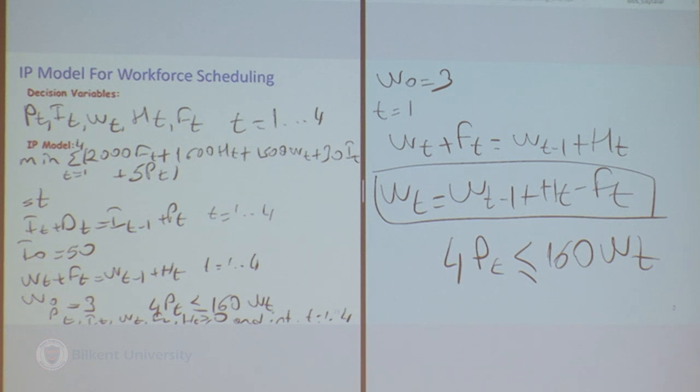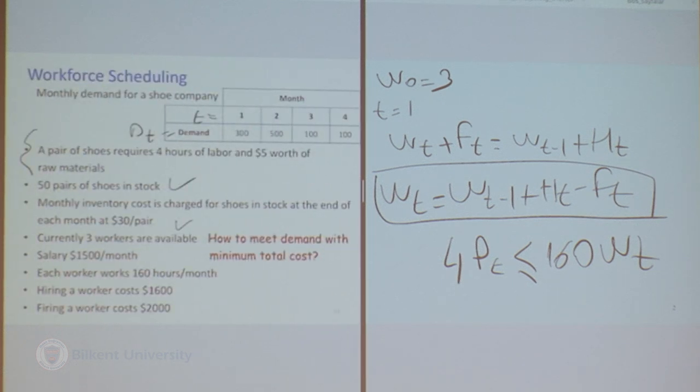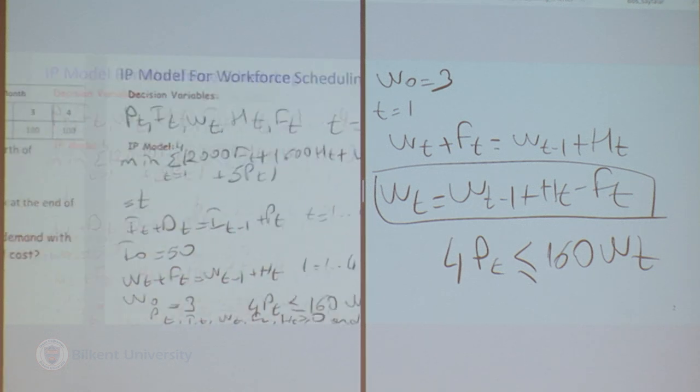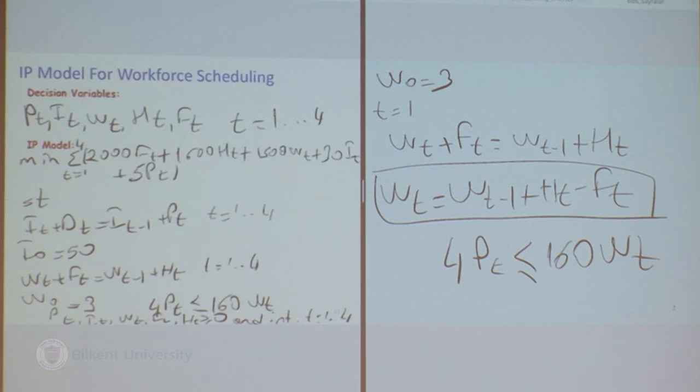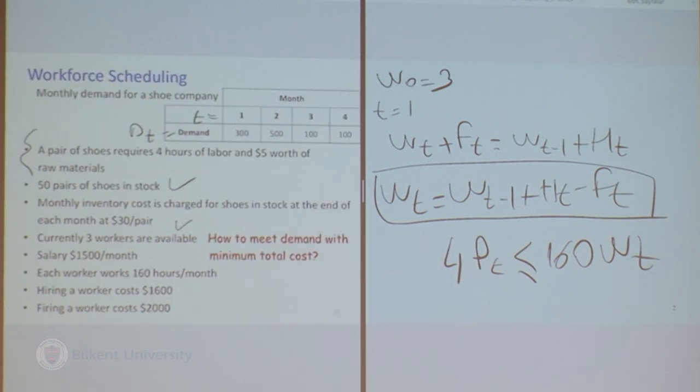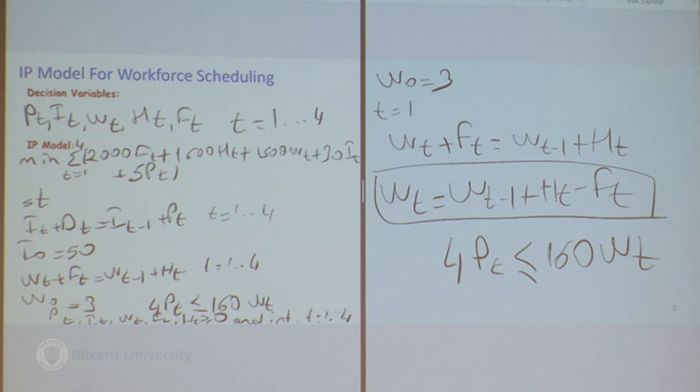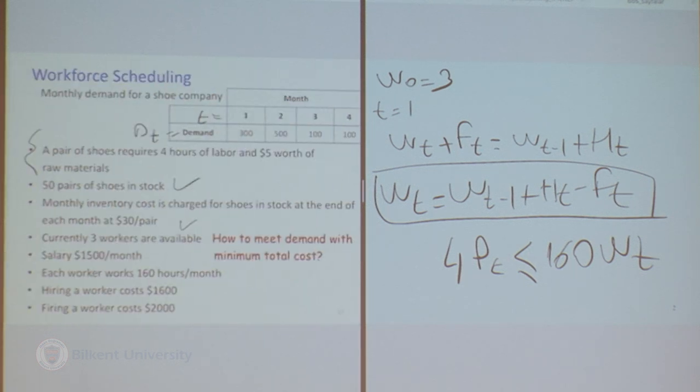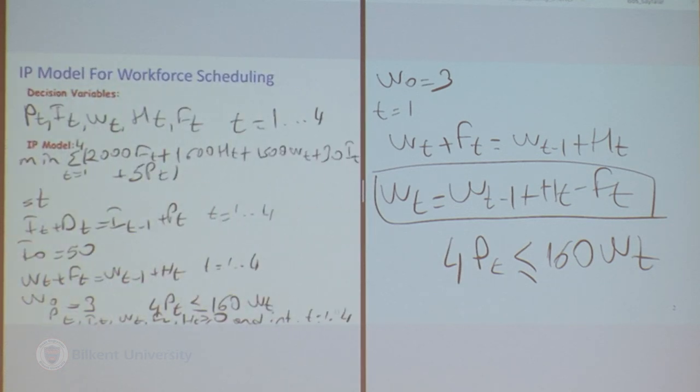What else? Each worker was 1,500 per month. So for every worker, for WT, I'm paying 1,500. For inventory, I was paying $30. And for each production amount, I was using $5 of raw material. So that comes with 5 times PT. That's my objective function. Every cost that's written in here is represented in my objective function.